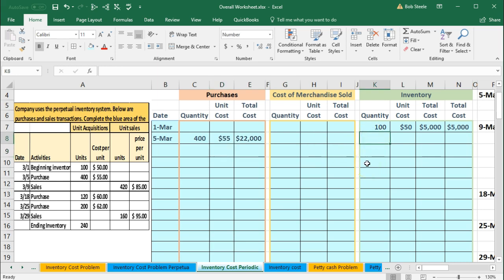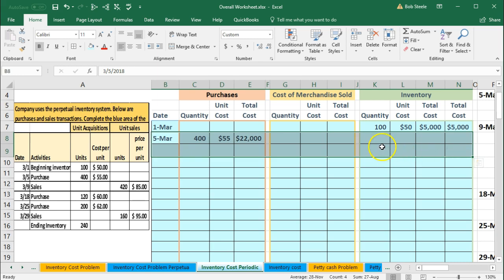Now we're going to pull that over to the units column here, to our ending inventory. And I'm going to do that with 2 layers here. So we have 2 layers because we have 100 units at $50. We've got another 400 units at $55. Now instead of just putting this 400 right underneath it, I'm going to bring this down so that all of our information is at this same date line.